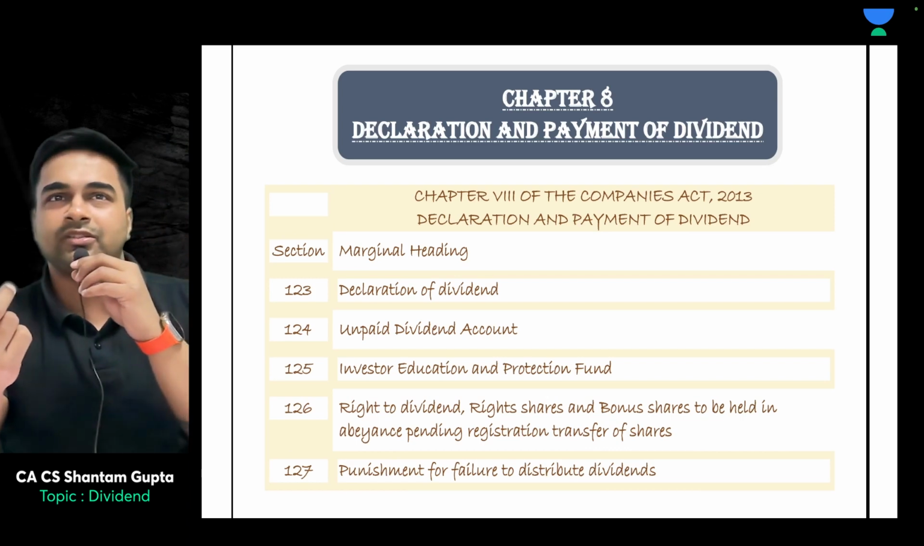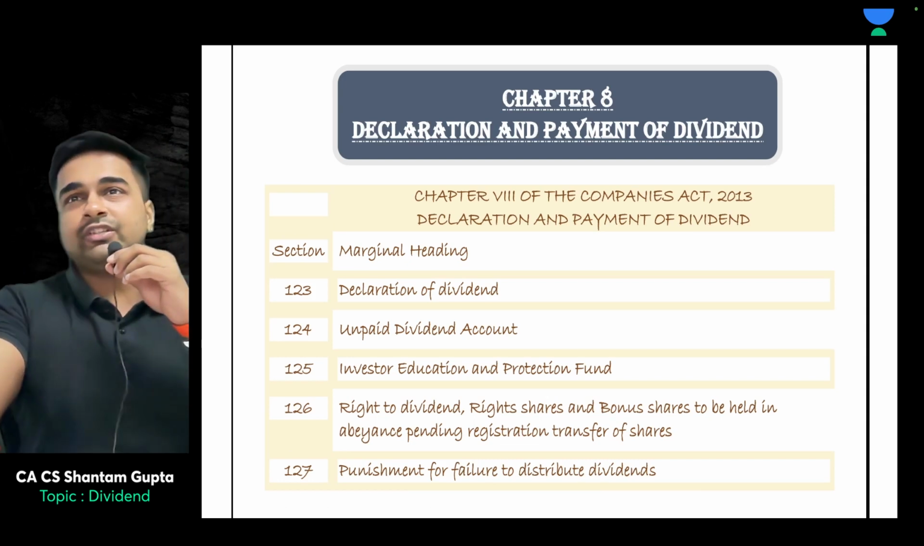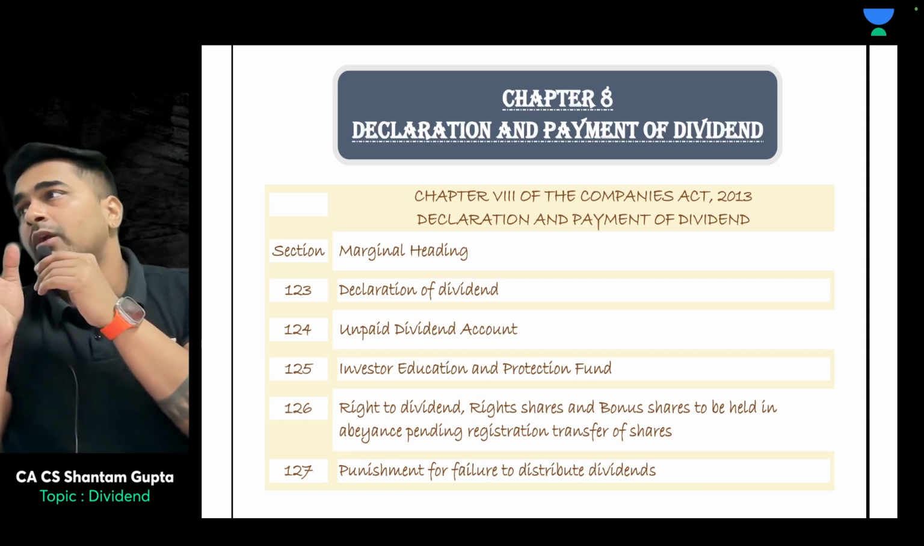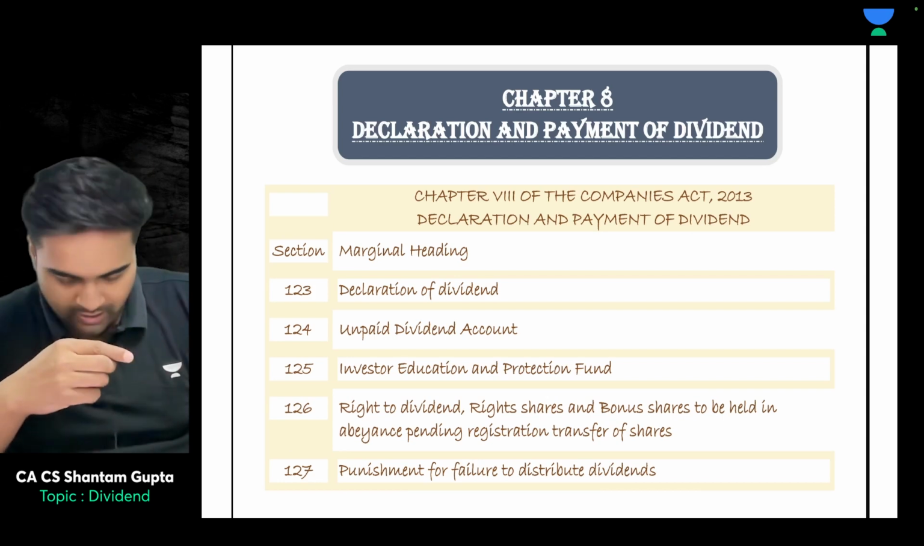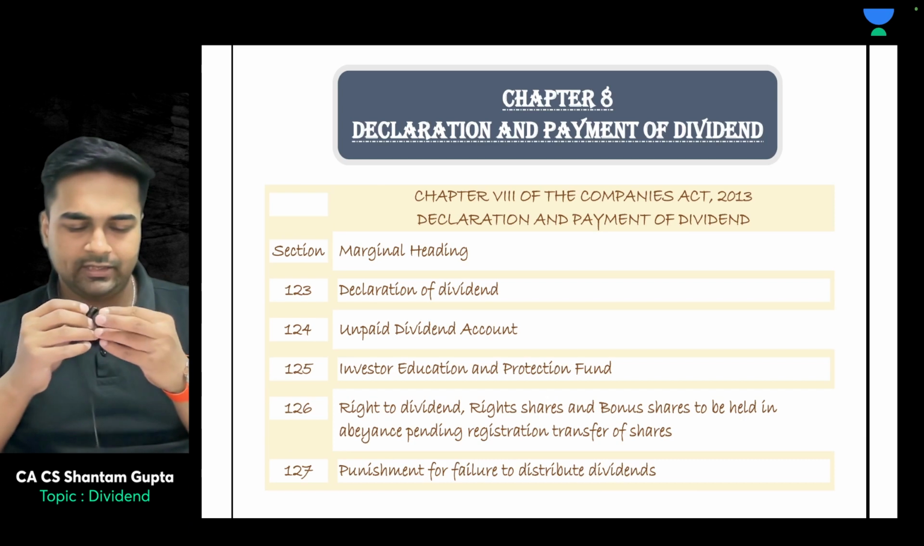What is the other condition? The amount which you are withdrawing for dividend shall not be more than 10% of the paid up share capital and free reserve. Cannot exceed more than 10%.